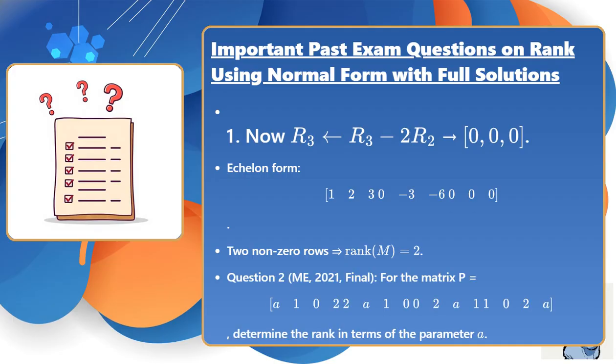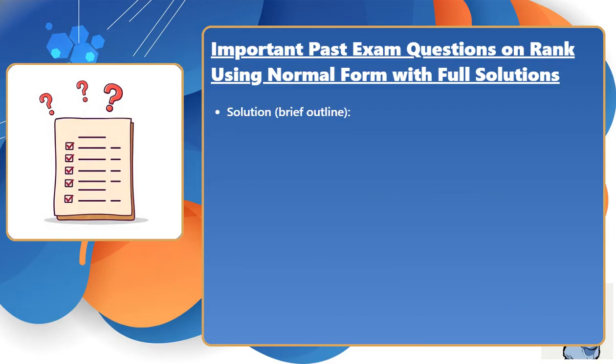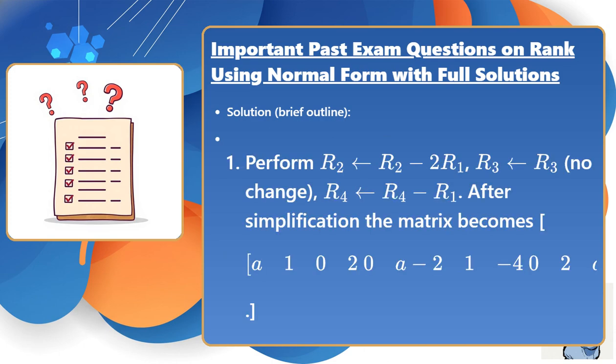Question 2. Mechanical Engineering 2021 Final. For the matrix P equals the 4 by 4 matrix with first row a, 1, 0, 2; second row 2, a, 1, 0; third row 0, 2, a, 1; fourth row 1, 0, 2, a, determine the rank in terms of the parameter a. Solution, brief outline. Step 1: perform the row operations. Replace row 2 by row 2 minus 2 times row 1, leave row 3 unchanged, and replace row 4 by row 4 minus row 1.